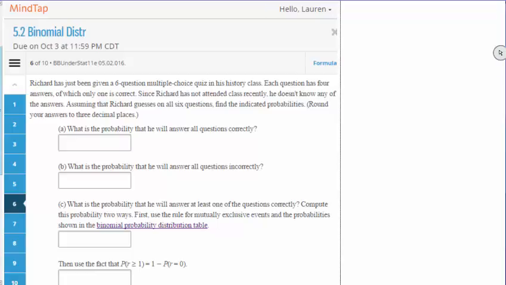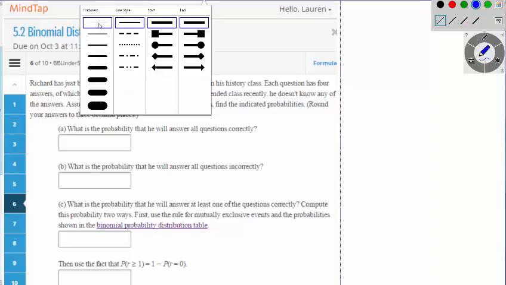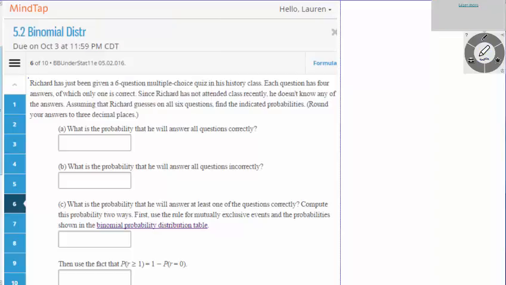I would like to show you a few ways to work this problem. One of them is with the binomial table, and then one on the calculator. When we first read the problem, it's helpful to recognize that we are looking at a binomial distribution because these multiple choice questions are either right or wrong.